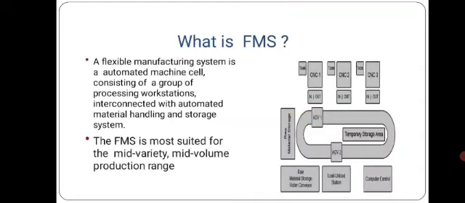Then FMS. What is FMS? A flexible manufacturing system is an automated machine cell consisting of a group of processing workstations interconnected with an automated material handling and storage system. You can see this diagram here. The three CNC machining centers are there. AGV, automatic guided vehicles, transport the material from raw material storage to the workstations. So the FMS is the most suitable for medium variety and medium volume production rates.